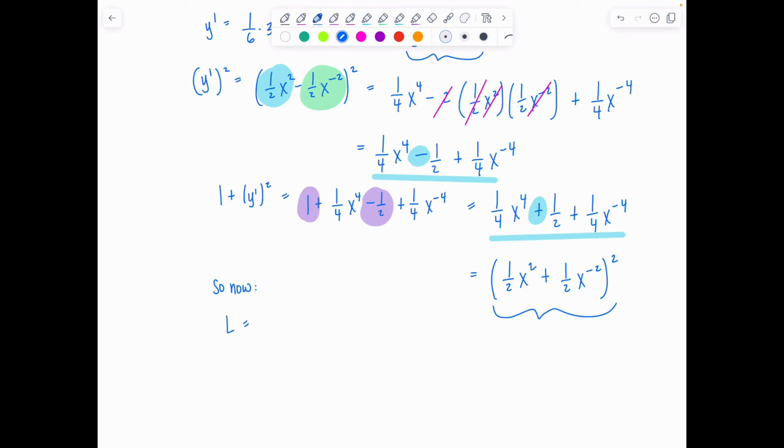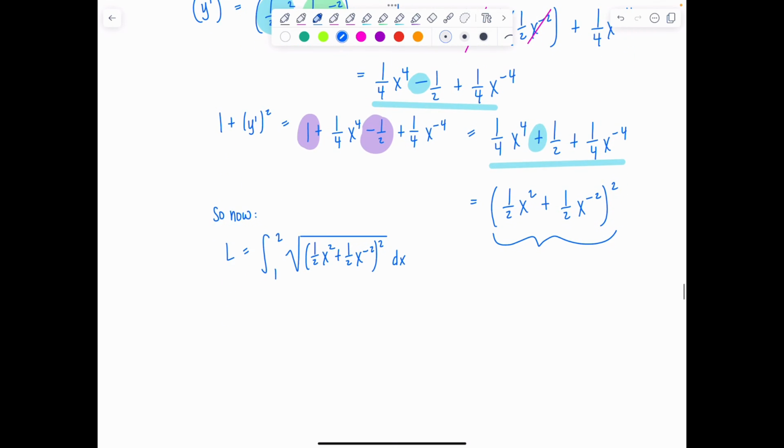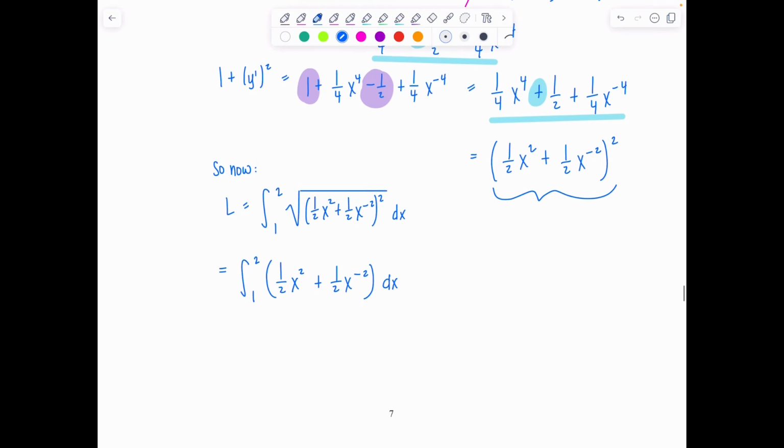arc length is going to equal the integral. A to b was 1 to 2, and then we have the square root of 1/2 x squared plus 1/2 x to the negative second, squared, dx. All right. The square root and the square cancel, so I just have the integral from 1 to 2 of 1/2 x squared plus 1/2 x to the negative second dx. Some of them are so good, they take that 1/2 out. Yes, they do, from 1 to 2, and then you have x squared plus x to the negative second dx.